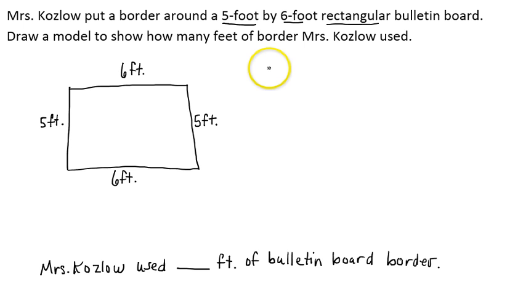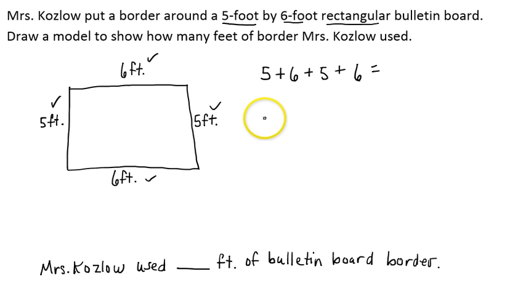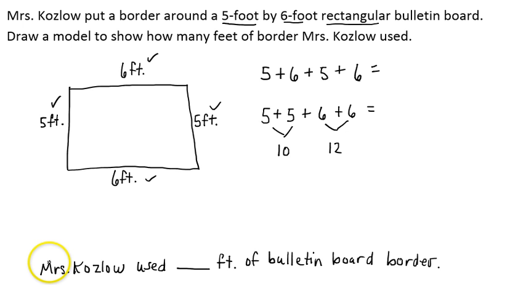To find the perimeter, we would add 5 plus 6 plus 5 plus 6. I'm going to rearrange my numbers to make it a little easier to solve, and that's called using the commutative property. Let's see, I'm going to group it to add 5 plus 5 plus 6 plus 6. That way I can make a 10 and a 12. 10 plus 12 is 22. So Mrs. Coslow used 22 feet of bulletin board border.